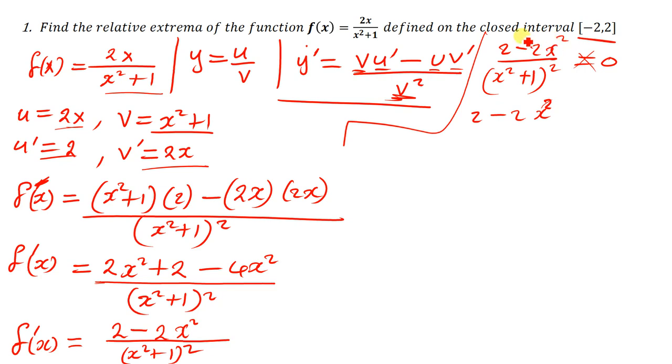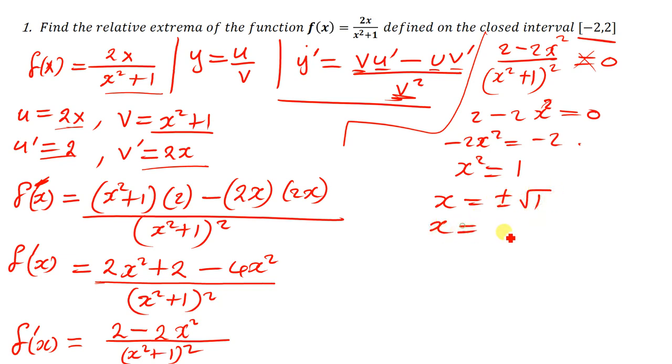So we have 2 minus 2x squared is equal to 0. So you take this other 2 to the other side of the equal sign so that you get negative 2x squared is equal to negative 2. So when you divide everything by negative 2, you get x squared is equal to 1. Meaning when you find the square root of both sides, you're going to get x is equal to plus or minus the root of 1, which gives you x to be plus or minus 1.